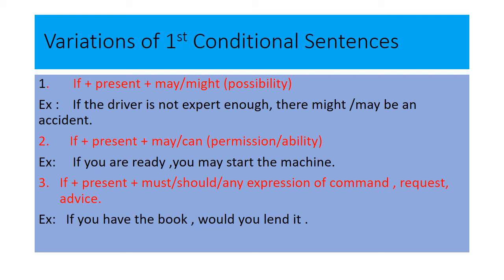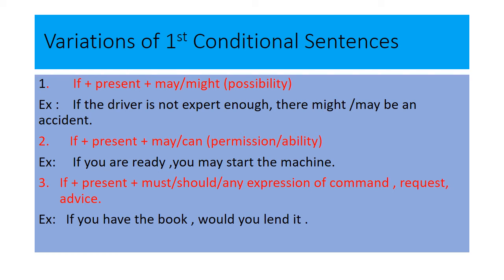Let's have a look. First one: if plus present plus may or might. That means in the if clause section, the tense is present tense, but to express possibility of the action, you may use may or might in the main clause instead of future indefinite tense. Example: if the driver is not smart enough, there might or may be an accident. Notice in the main clause, we did not use there will be. We have used there might or may be an accident to express possibility.